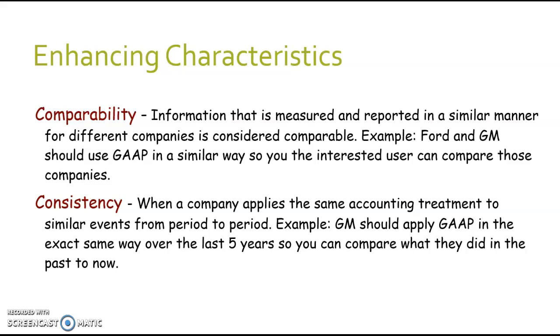Consistency is where you're comparing one company, but you're comparing the past to the present. Like you're looking at the last 5 years of GM. You want to know that they did their accounting basically the same over those last 5 years, so that you can compare the numbers from 5 years ago and as they've come up through until now, and know that you're comparing apples to apples, that they applied GAAP in the same way consistently throughout time.